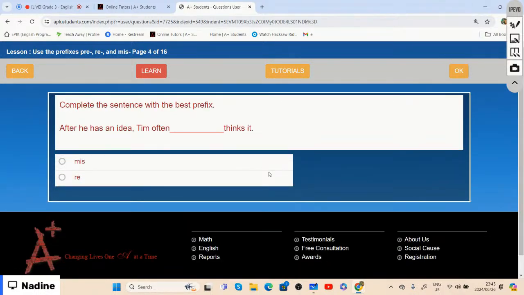All right. So after he has an idea, Tim often misthinks it or Tim rethinks it. So which is the option? This is the last one. So after he has an idea, Tim often misthinks something, he thinks wrongly, or he rethinks something, he thinks it again. All right, so the last one we will say he rethinks it.